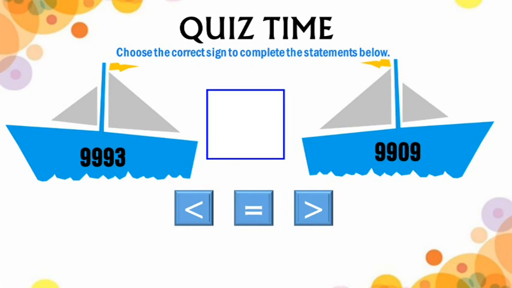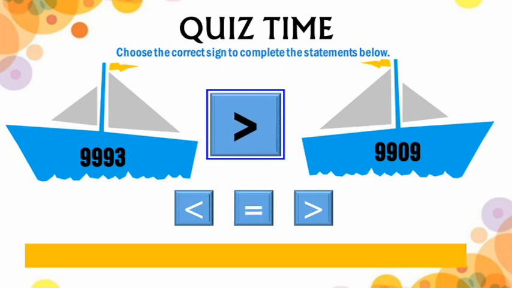This is the last question in this quiz. Is 9993 greater than 9909 or less than 9909? Great job. 9993 is greater than 9909.